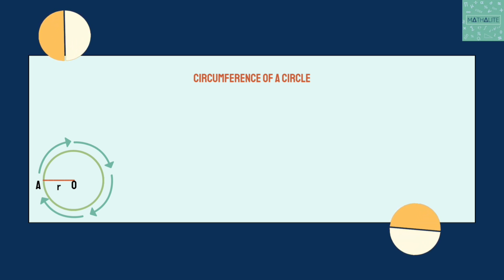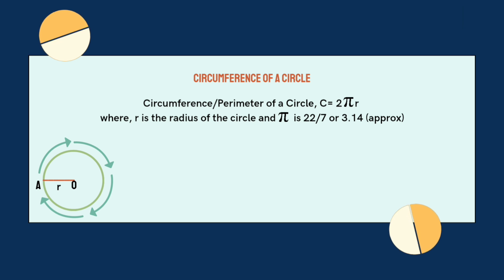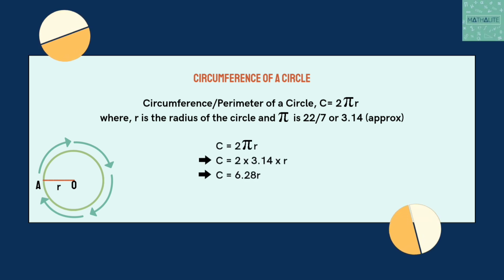We know that the formula of circumference or perimeter of a circle, that is C, is equal to 2 pi r, where r is the radius of the circle and pi is approximately 22/7 or 3.14. So C is equal to 2 pi r, which means C is equal to 2 into 3.14 into r, that is C will be 6.28 times r approximately. Let's have a look how we are getting this.